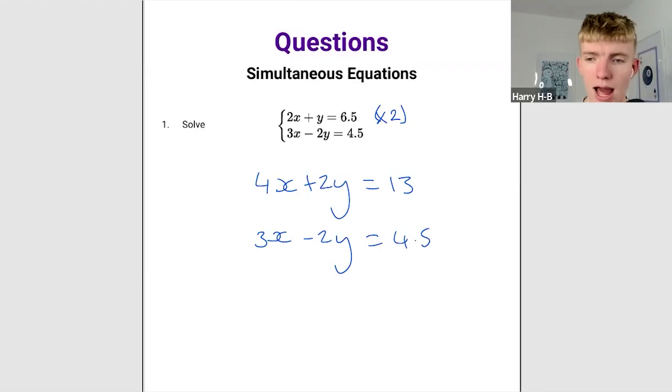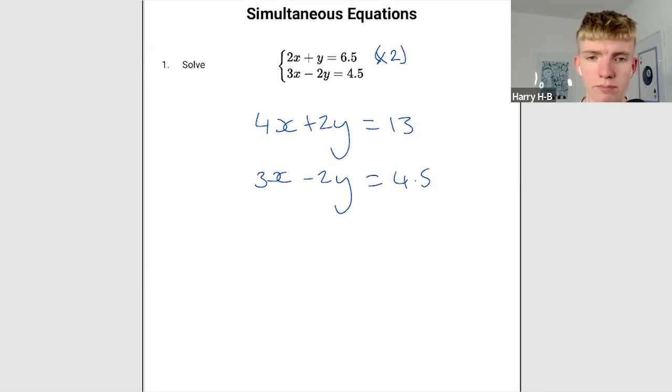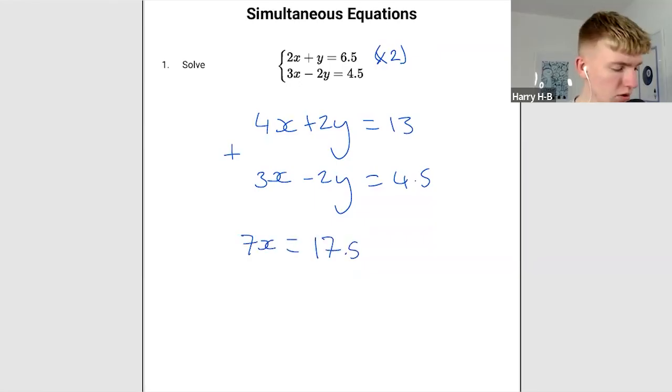What I'm going to do is add both of these equations together to cancel out these y's. So we get 7x is equal to 17.5. Once again, use your calculator for this. So 17.5 divided by 7 will give us 5 over 2 or 2.5. So x is equal to 2.5.